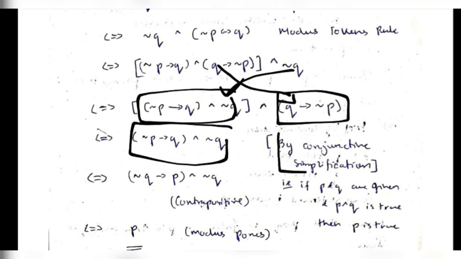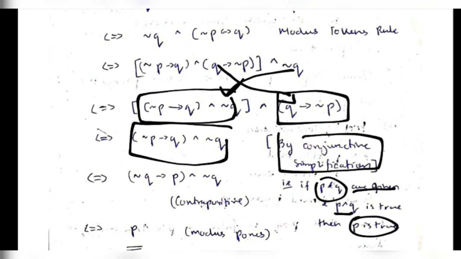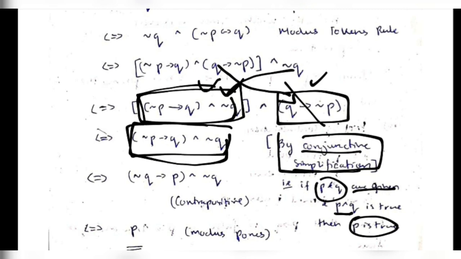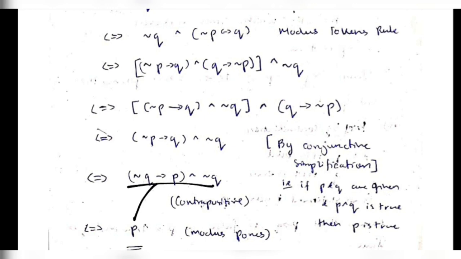By conjunctive simplification, if p and q is true, then p is also true. So if these two statements are true, then this is also true, so we can eliminate one of these. That's by conjunctive simplification. So we are remaining with this, and in this we can write not p conditional q as not q conditional p by contrapositive, and we will be remaining with this, and by modus ponens we can write this equation as p. So we got the conclusion as p, and in the question we had to prove that the conclusion is p.